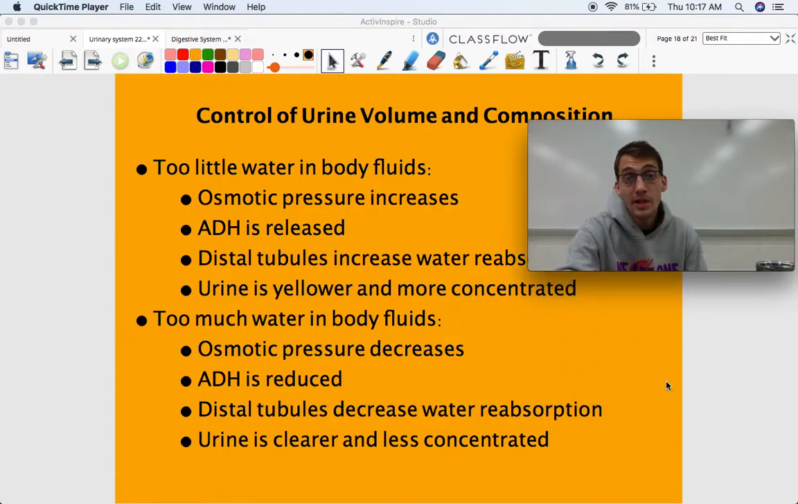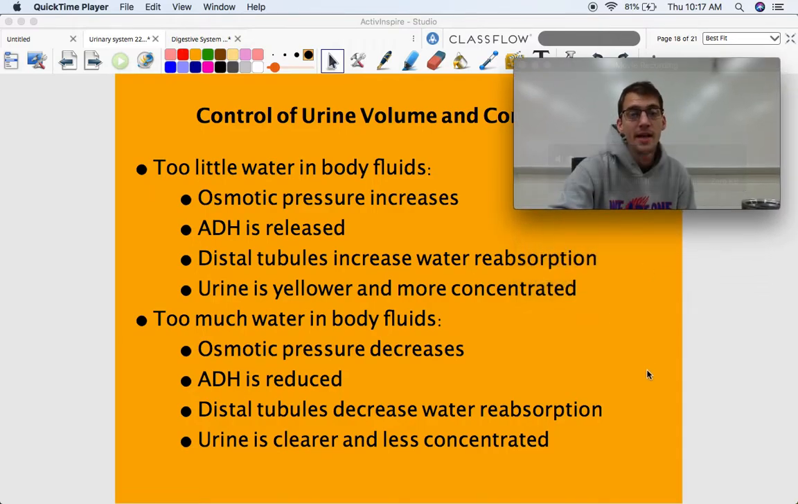If there's too little water in your bodily fluids, osmotic pressure increases, meaning that the pressure of water passing between cells is going to increase. ADH is going to be released. Distal tubules are going to increase water absorption, and your urine is going to be yellower and more concentrated, or even more amber colored if you're really dehydrated. It's going to be trying to keep as much water in your body as possible, so it's going to be trying not to eliminate a lot of that water. So your urine is going to be very concentrated.